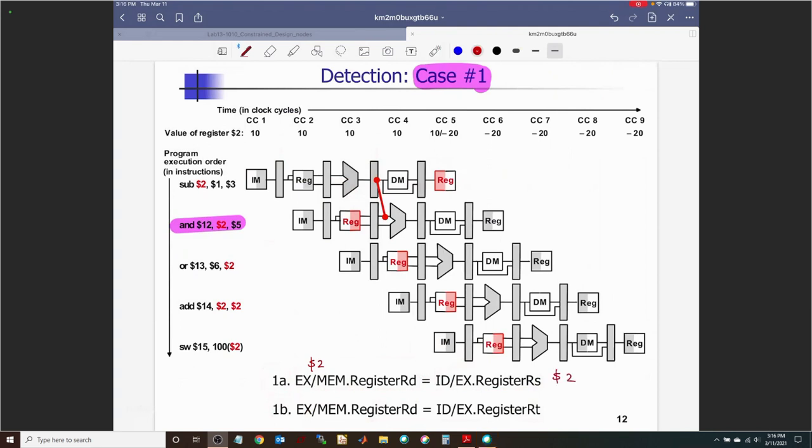And if they are, you have detected a data hazard. This not only applies for RS, this also applies for RT the same way, because this $5 could have been over here. $2 could have been over here. It could have been the second operand. You still need to check for that. So case one, you're trying to detect whether there is a hazard present between the main instruction in which you are changing the contents of a register and immediately using it, right? So case one has to deal with those two. Questions about how to detect data hazard?